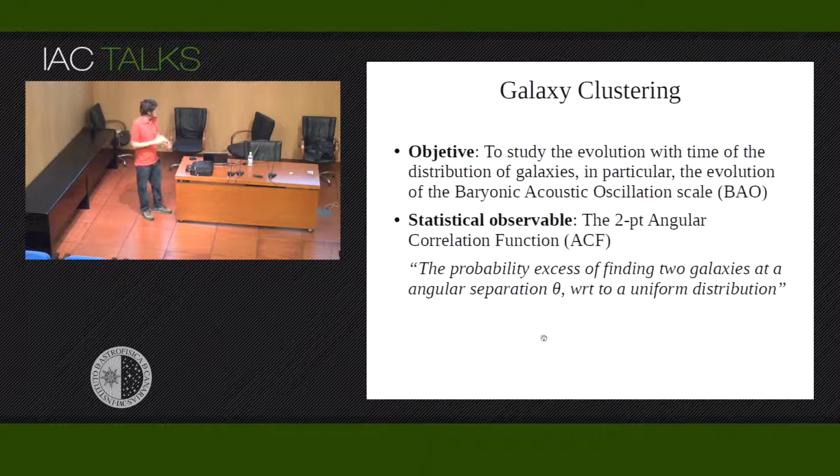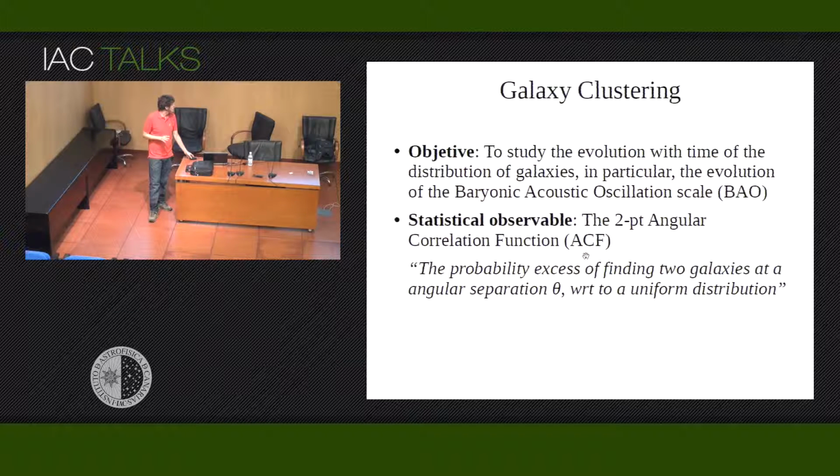Galaxy clustering basically studies the evolution with time of the distribution of galaxies. In particular, there is a signature in the distribution of galaxies, which is the baryonic acoustic oscillation scale, which is a pretty linear process. That's why it's interesting to study, because in principle, the math behind and the systematics that apply on the baryonic acoustic oscillation are not many.